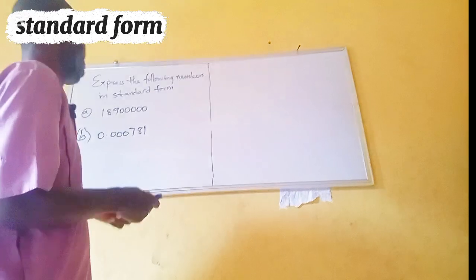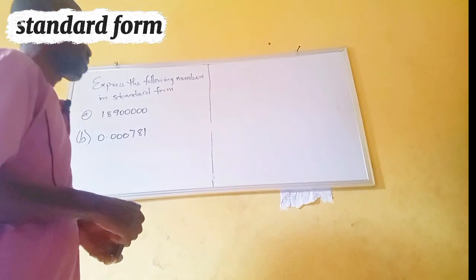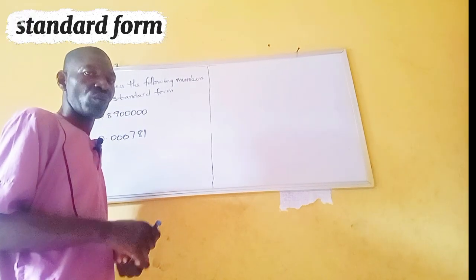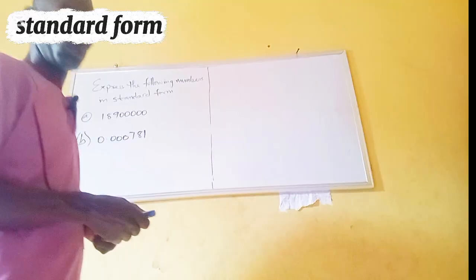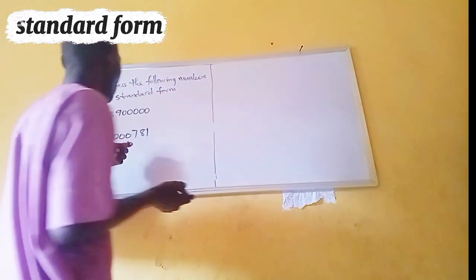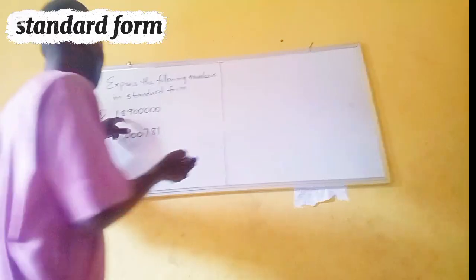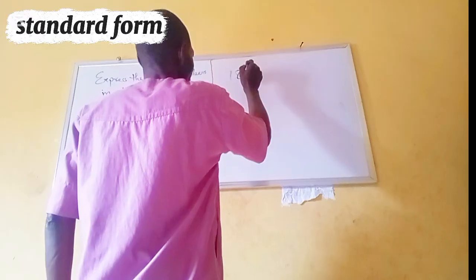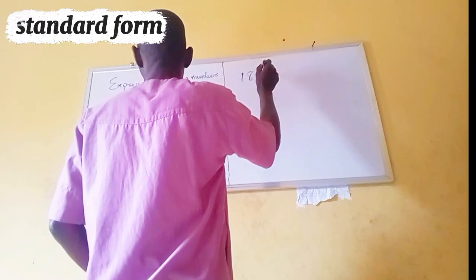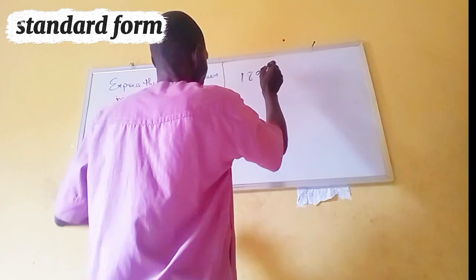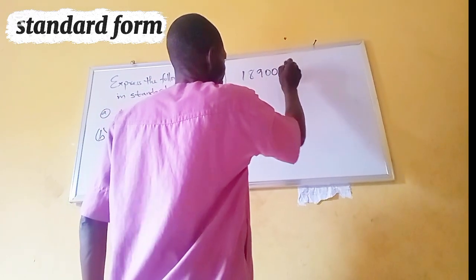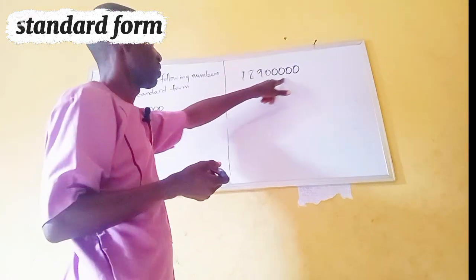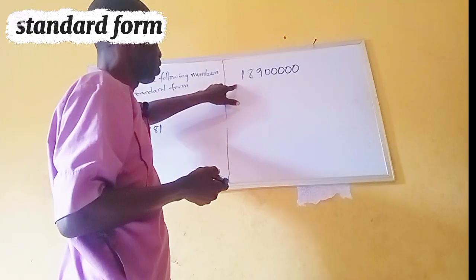If you are told to express a certain number, a large number or small number, in standard form or in scientific notation, look at this question now: 1,890,012,345. If you look at this number, you find that it's a very large number.